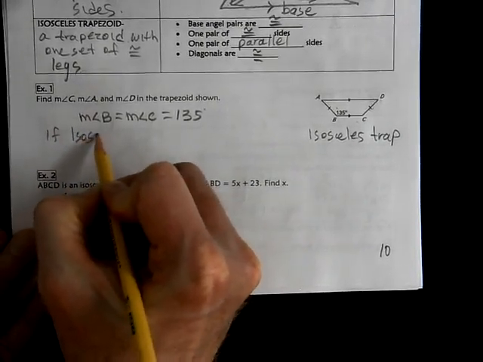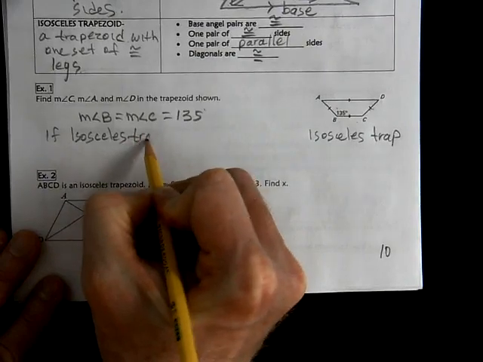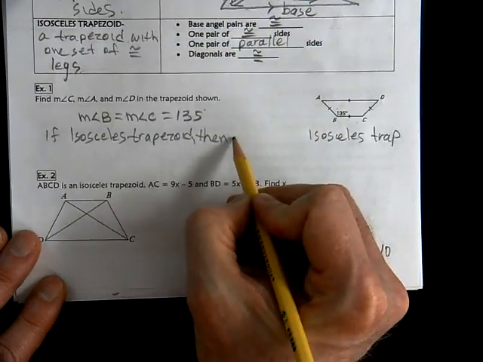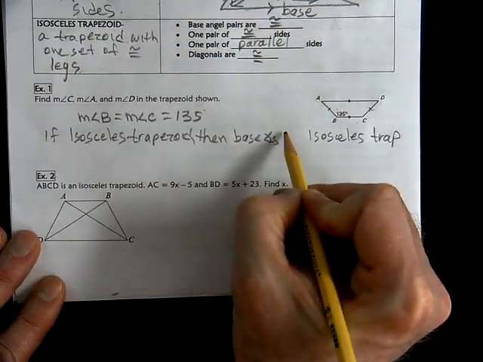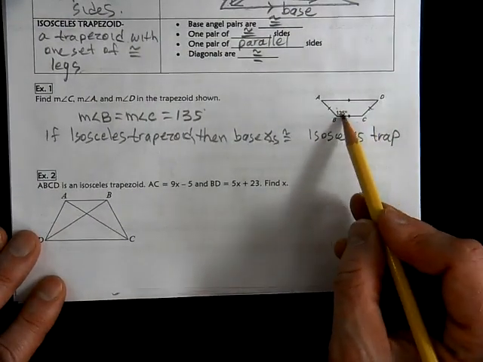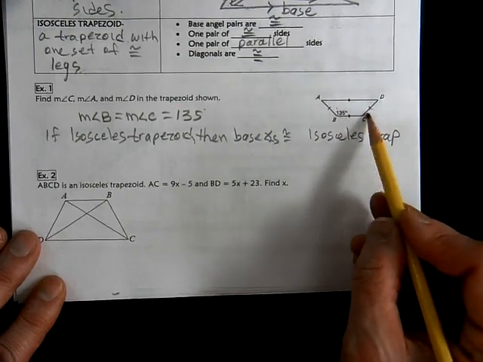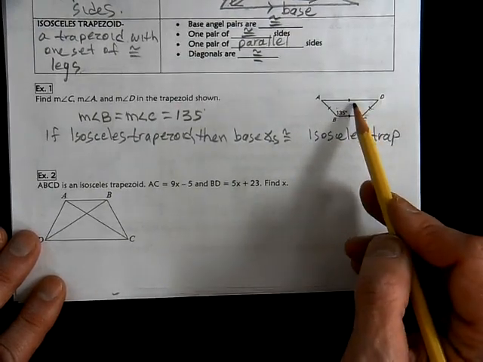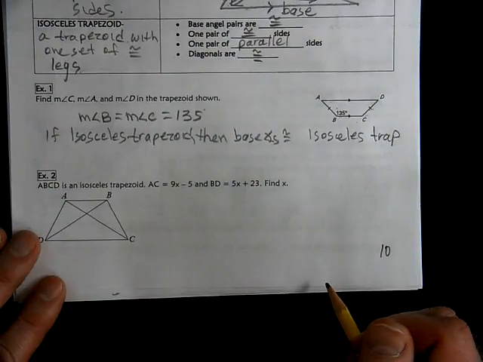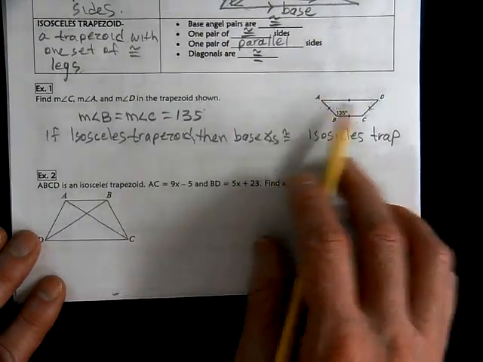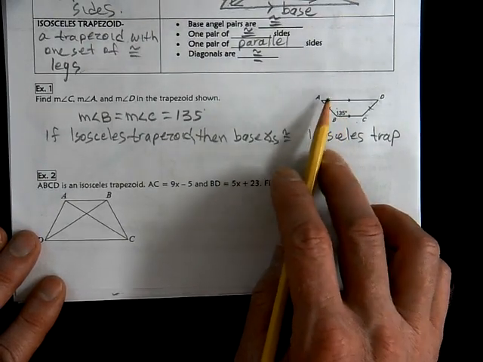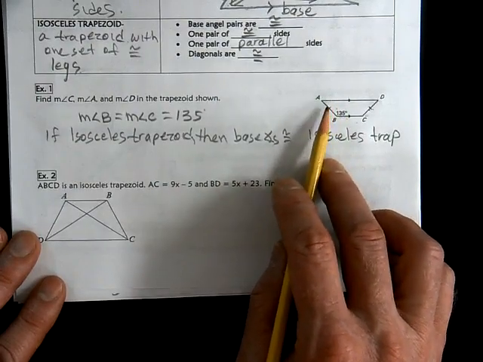If isosceles trapezoid, then base angles congruent. So our base angles, the ones that are touching the same base, those are base angles. Now we also know that A is congruent to D, but I don't know the measurement of A or D. How can I figure out the measurement of A or D? Are they 135 degrees? Clearly not. This one's obtuse, that one's not.